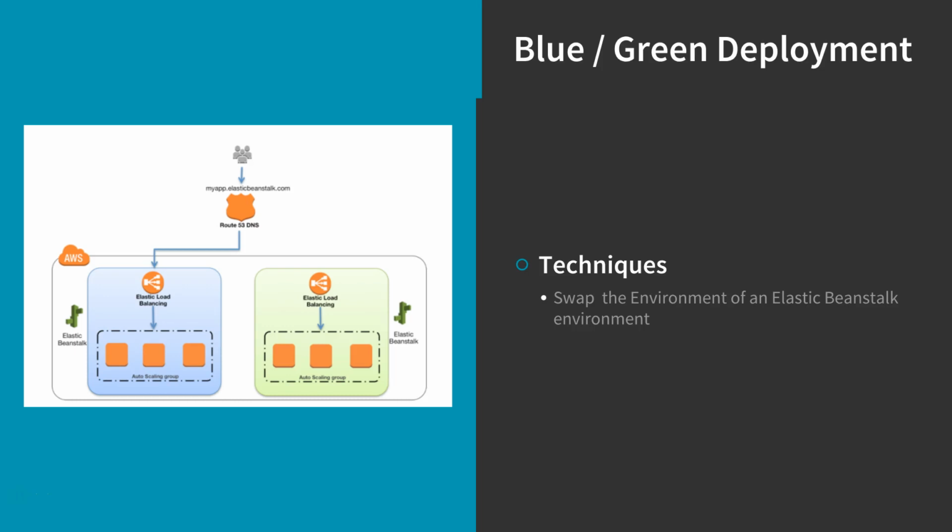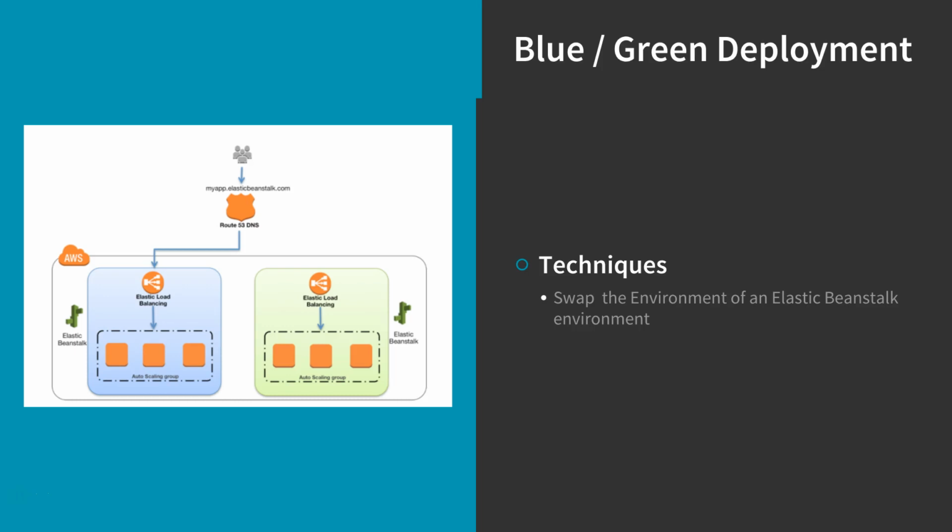When it's time to promote the green environment to serve production traffic, you can use Elastic Beanstalk's Swap Environment URLs feature. To implement this technique, you would use Elastic Beanstalk to spin up a blue environment. Elastic Beanstalk provides an environment URL when the application is up and running. Then, the green environment is spun up with its own environment URL. At this time, two environments are up and running, but only the blue environment is serving production traffic.